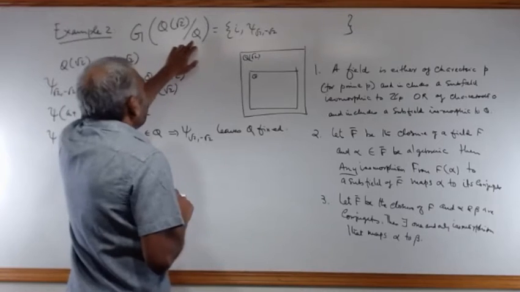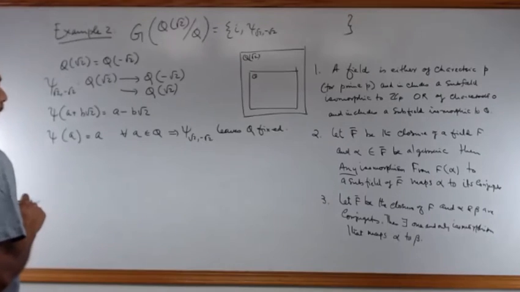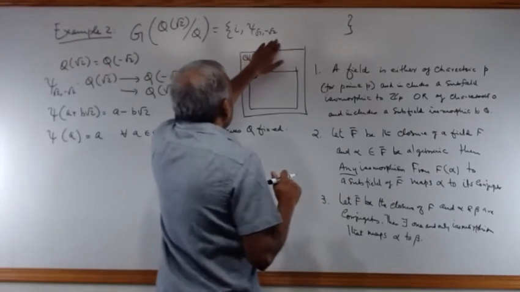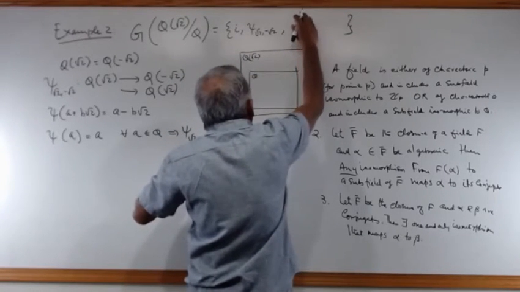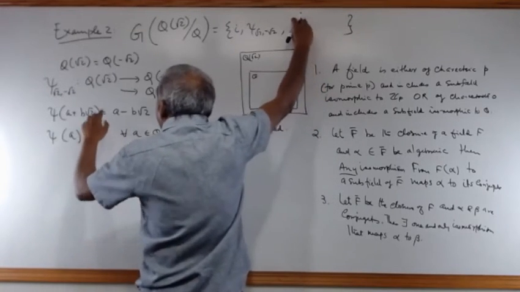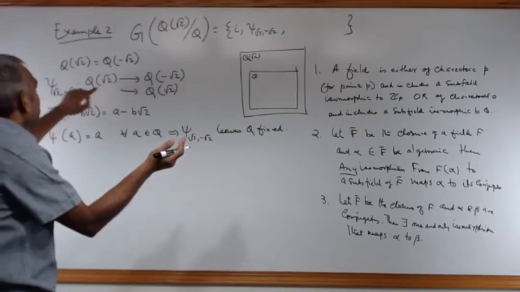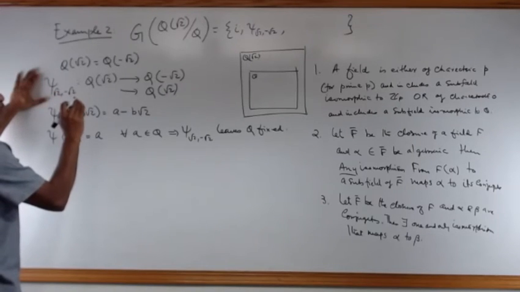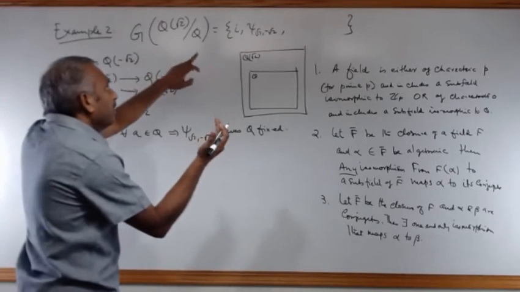So this is the only automorphism that leaves Q fixed on Q of root 2. Meaning, if you have any other automorphism, what should this do? Suppose there is another automorphism that should map root 2 to minus root 2. So that means it could be this. But the isomorphism which maps Q root 2 to minus root 2 is unique. So we cannot have anything else.